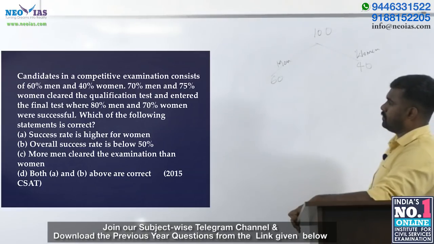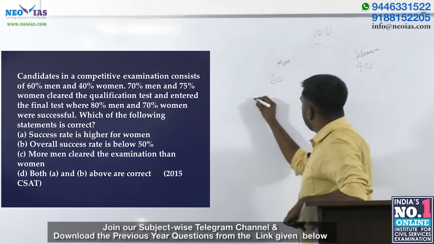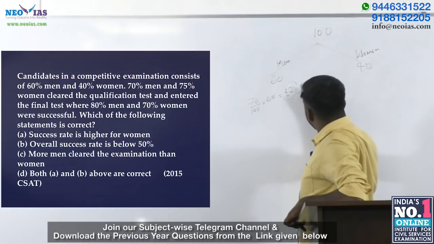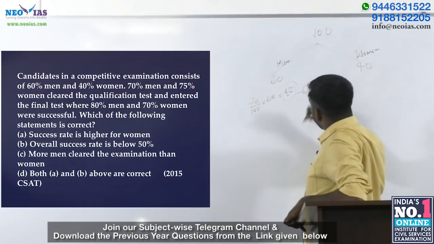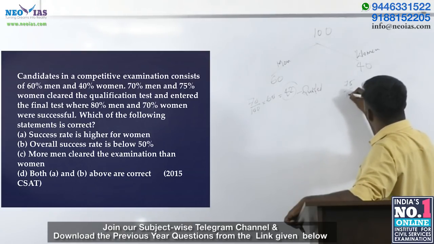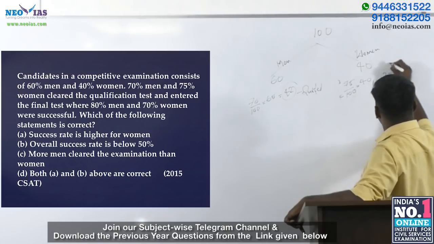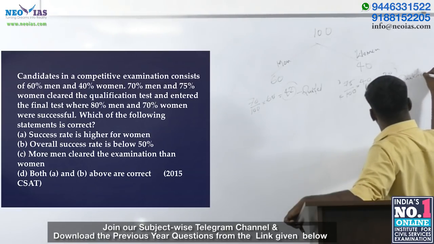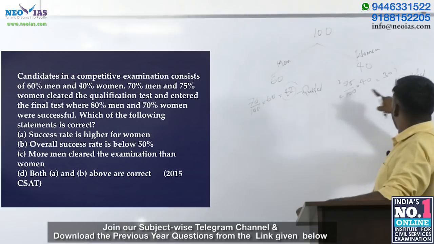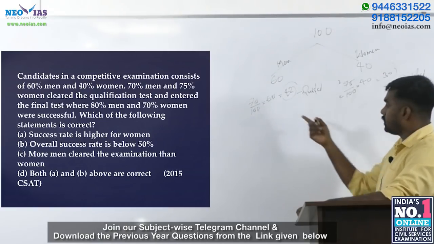70% of the men qualified the test. Right. How many of the women? 75% of women qualified the test. That means 30 qualified. Then they entered the final test. So, these 42 plus 30, 72 people entered the final test because they passed the prelims.